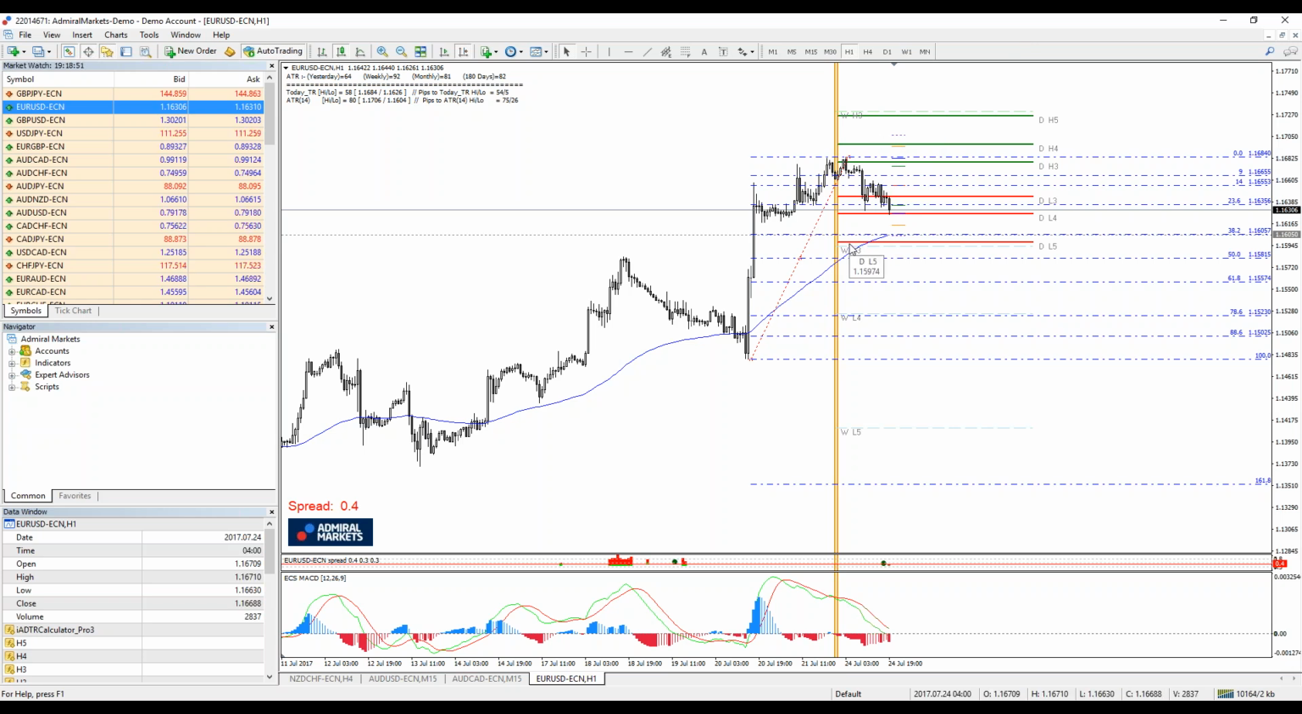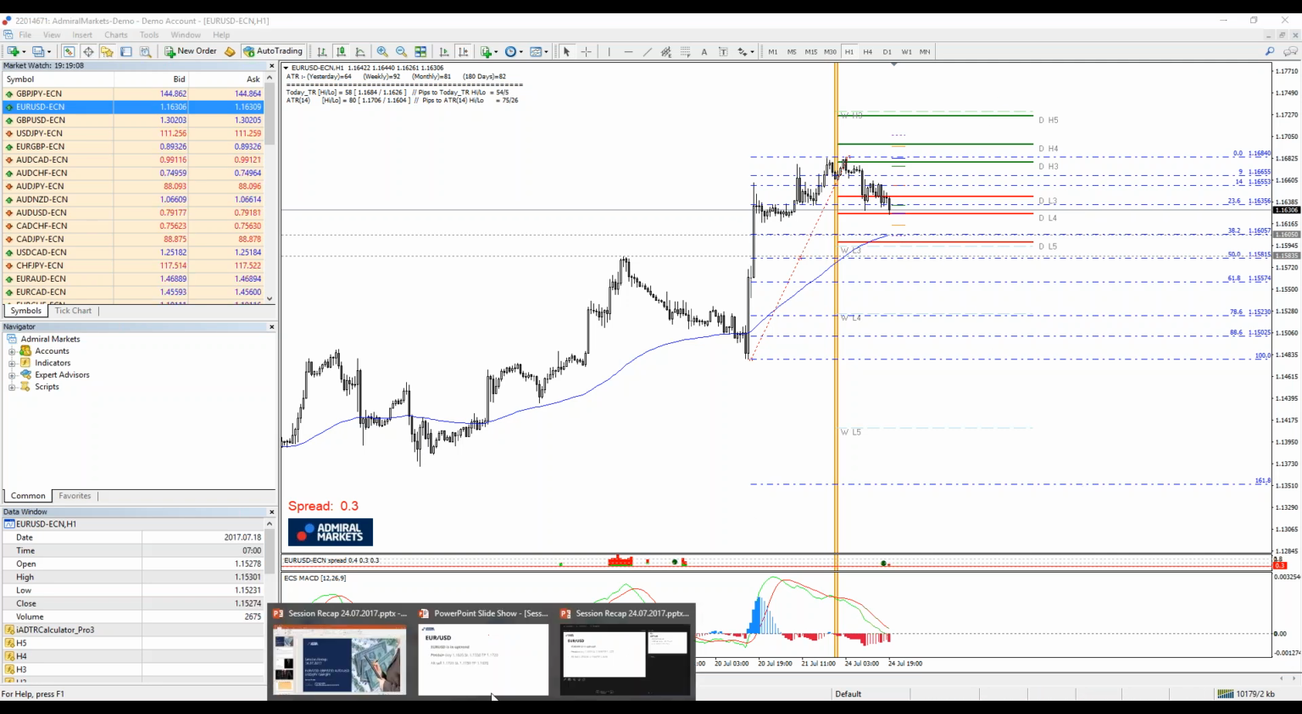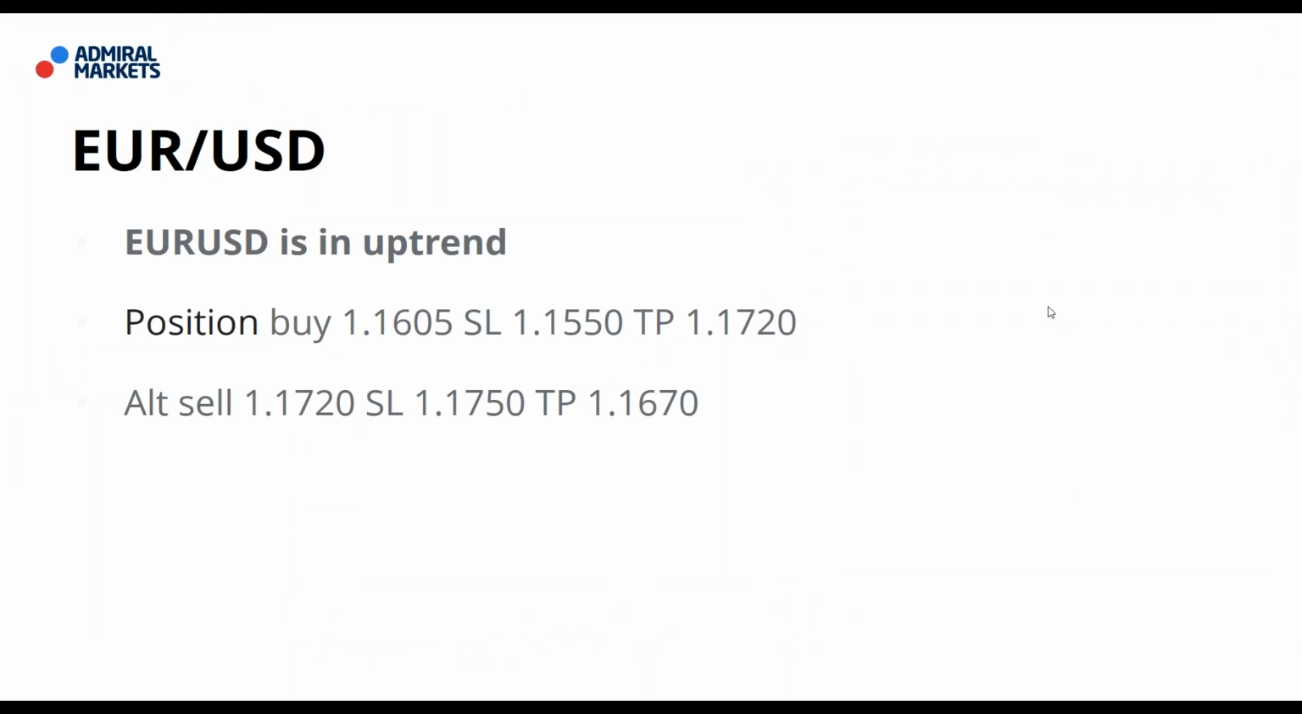So I think this is a POC zone indeed, even though this also is a little bit lower, but I can say that 1590 to 1605 could be the zone. And if euro dollar gets there, I think it should reject. Definitely so. This is what I see. It still has the room for more upside, 1720 possible. Also alternative sell 1720, stop loss 1750, TP 1670.